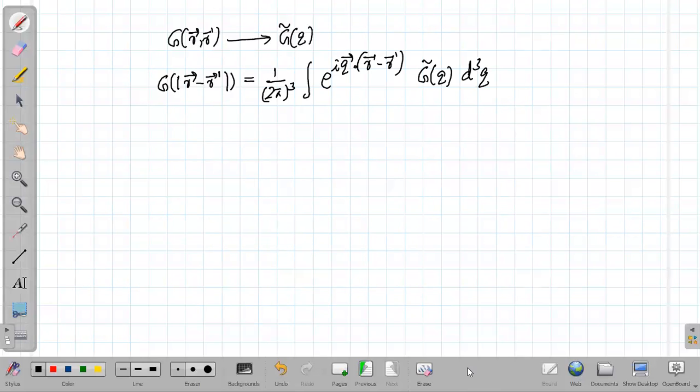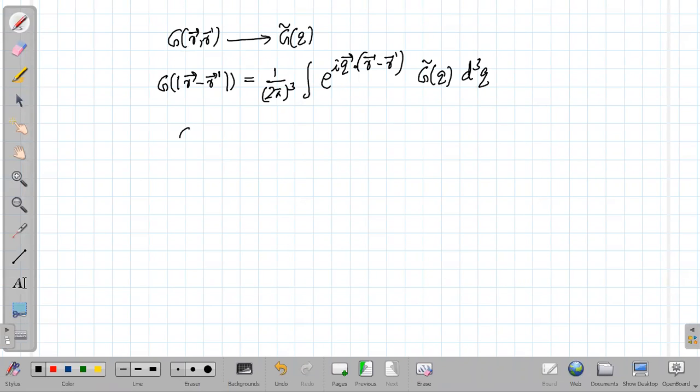What is the opposite step? That is how to define the Fourier transformation of the Green's function. It is simply the integral of e raised to minus i q dot r minus r prime, times G of r minus r prime, d cube r. That's it. So this is the Fourier transformation, and the previous one is the inverse Fourier transformation.